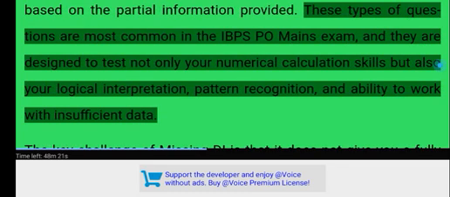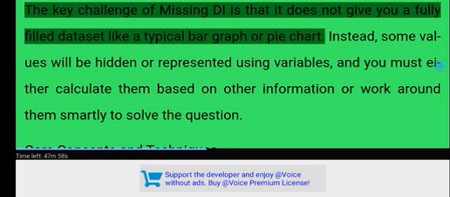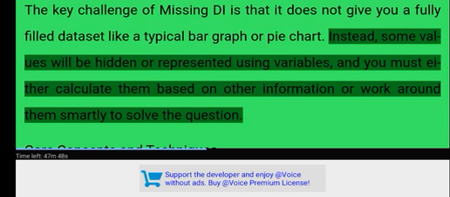These types of questions are most common in the IBPS PO Mains exam, and they are designed to test not only your numerical calculation skills but also your logical interpretation, pattern recognition, and ability to work with insufficient data. The key challenge of missing DI is that it does not give you a fully filled dataset like a typical bar graph or pie chart. Instead, some values will be hidden or represented using variables, and you must either calculate them based on other information or work around them smartly to solve the question.